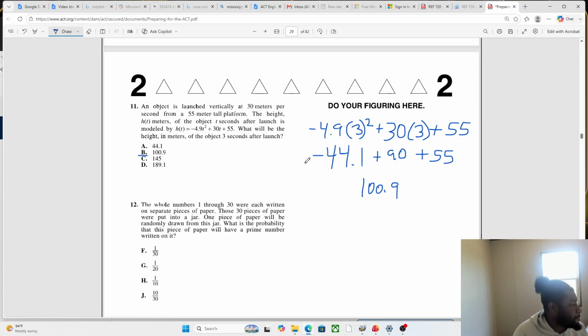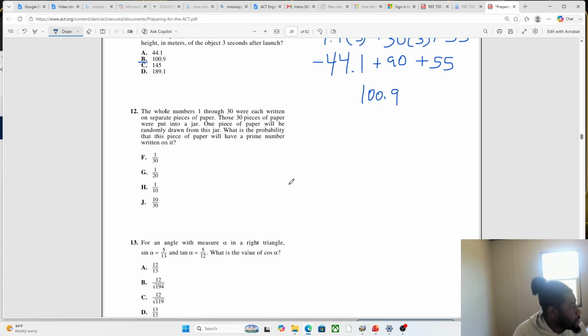All right. Number 12. The whole numbers 1 through 30 were each written on 7 pieces of paper. These 30 pieces of paper were put into a jar. One piece of paper will be randomly drawn from the jar. What is the probability that the piece of paper will have a prime number written on it?